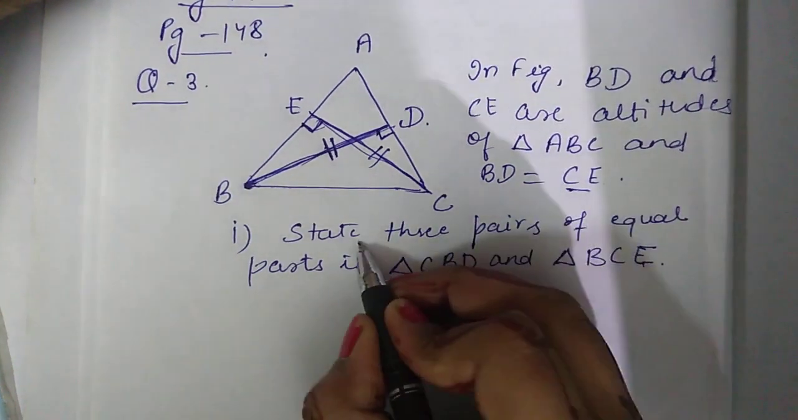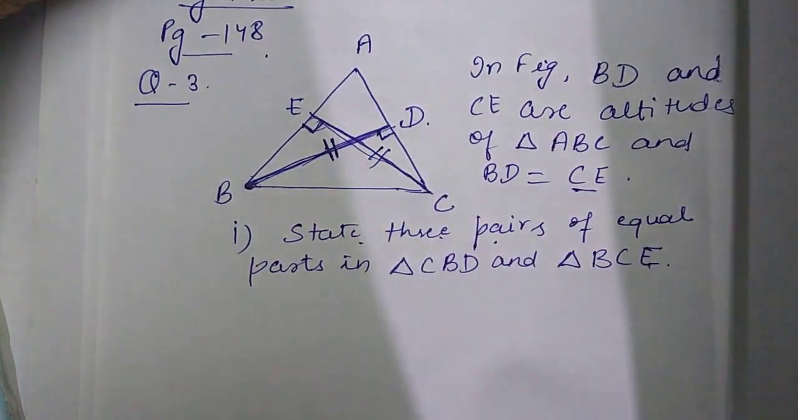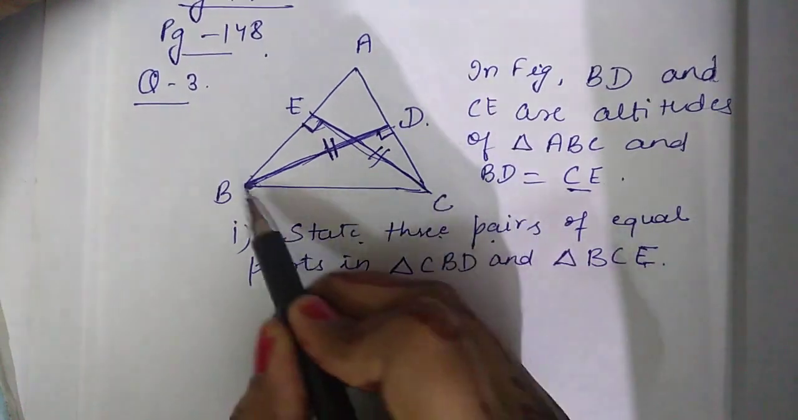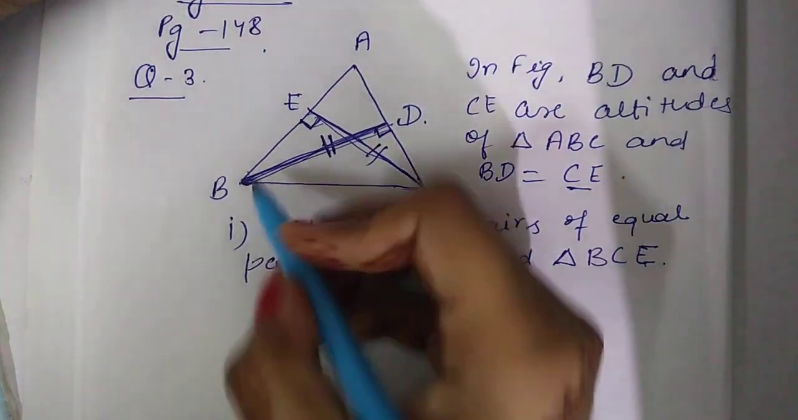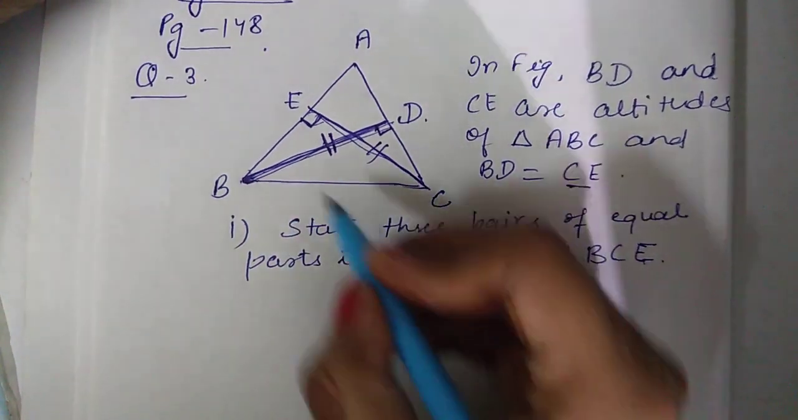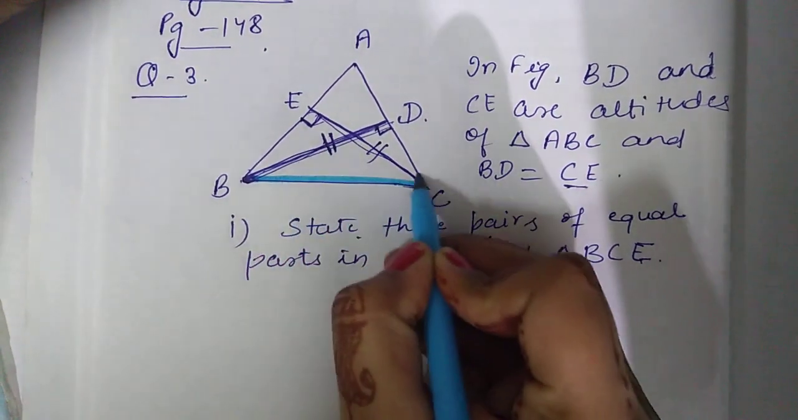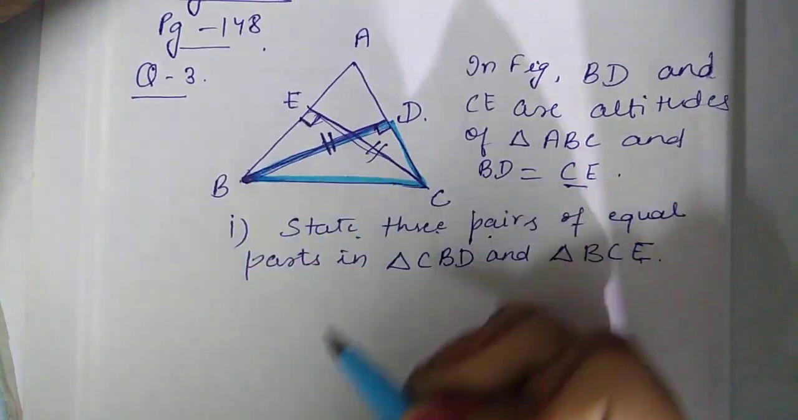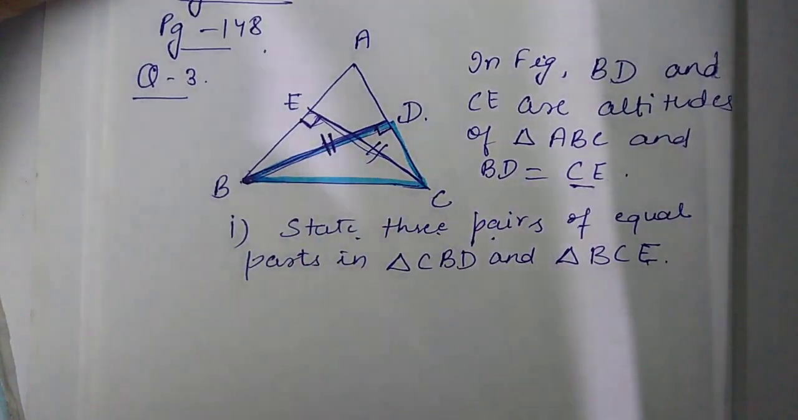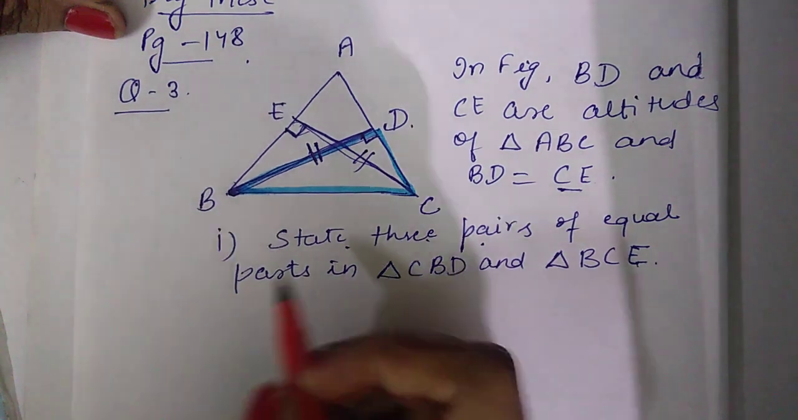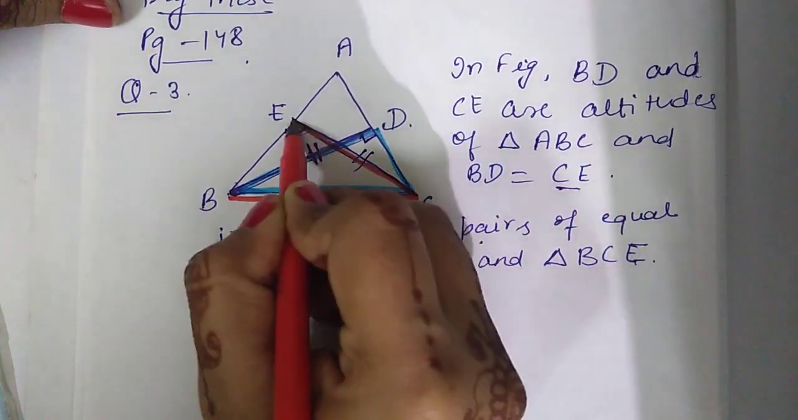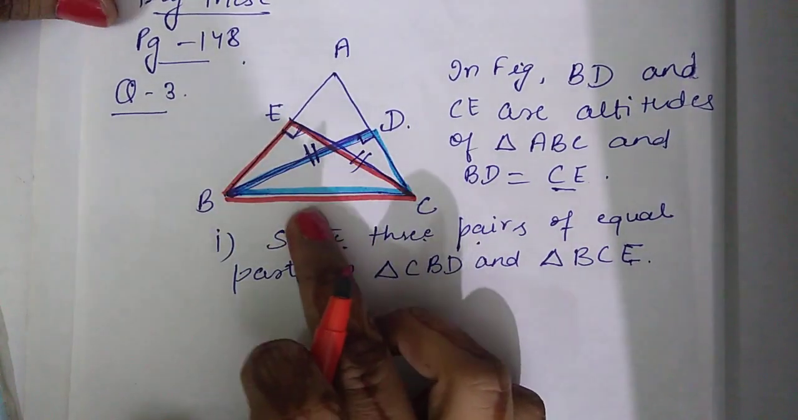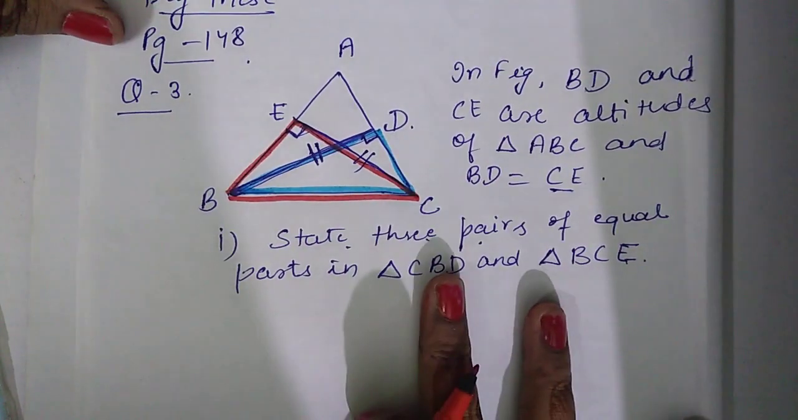First part is state three pairs of equal parts in triangle CBD, this triangle, and triangle BCE, so this is BCE. These two triangles are given. We have to prove three equal parts.